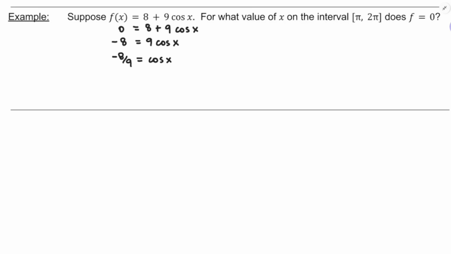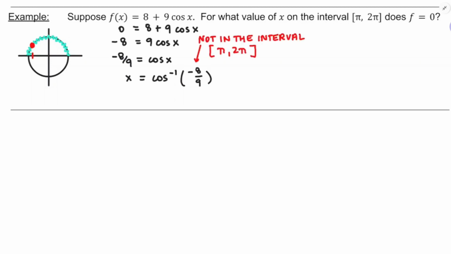I don't really know that from the unit circle. It's not a special right triangle or anything. So I'm going to need to take inverse cosine of both sides. And I'll say x is inverse cosine of negative 8 over 9. But there's an issue with this. If I look on the unit circle and I think about, okay, what just happened here? I just took inverse cosine of negative 8 over 9. So I'm looking horizontally where I'm at negative 8 over 9 on the x-axis. Find the spot on the unit circle. That is not on the interval pi to 2 pi. That's in the second quadrant. Okay, we're looking really in the third and fourth quadrants. Okay, so that's going to be an issue for us.